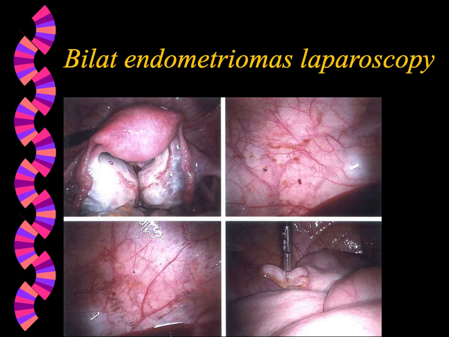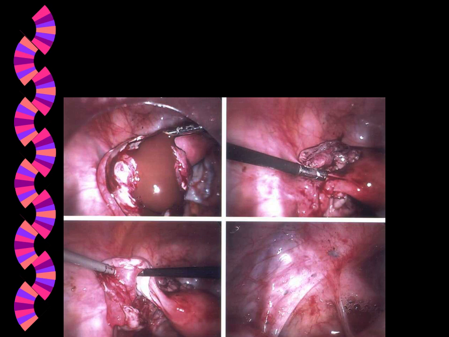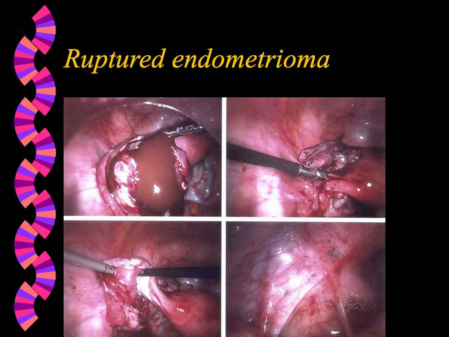And these were bilateral endometriomas, and we attempted to shell them out. And here's the chocolate material, and one of these endometriomas ruptured, and so this is the chocolate cyst that we see with endometriomas. And we were able to shell out both endometriomas and leave her functional ovarian tissue.